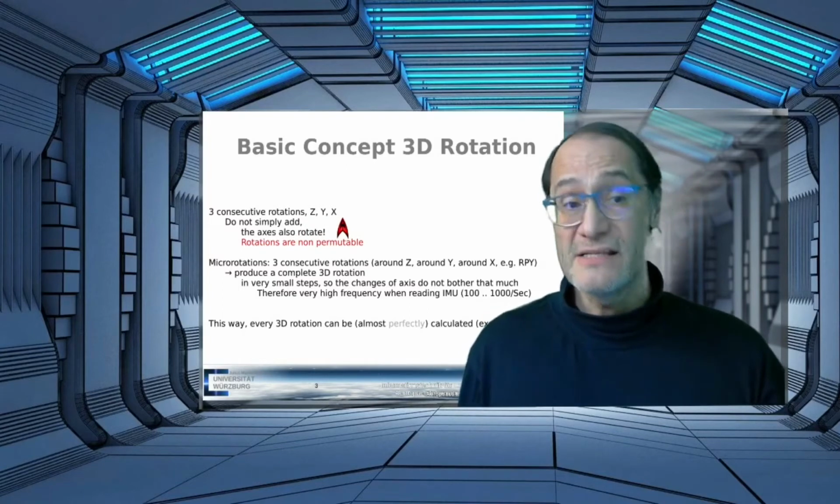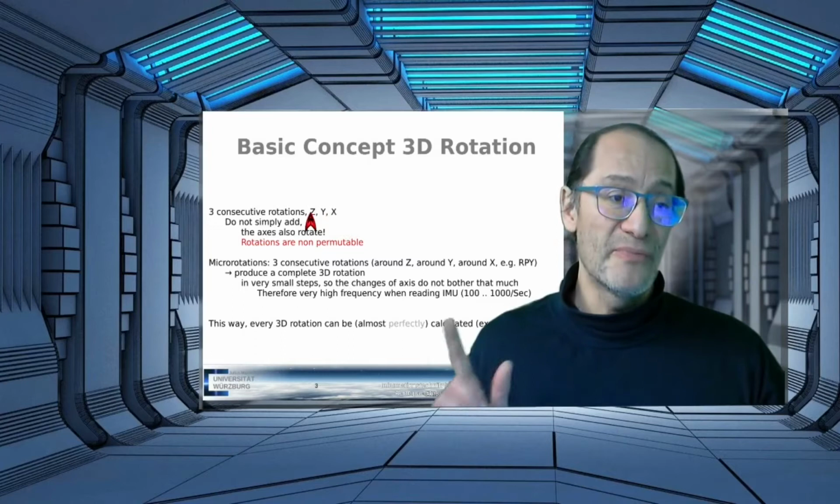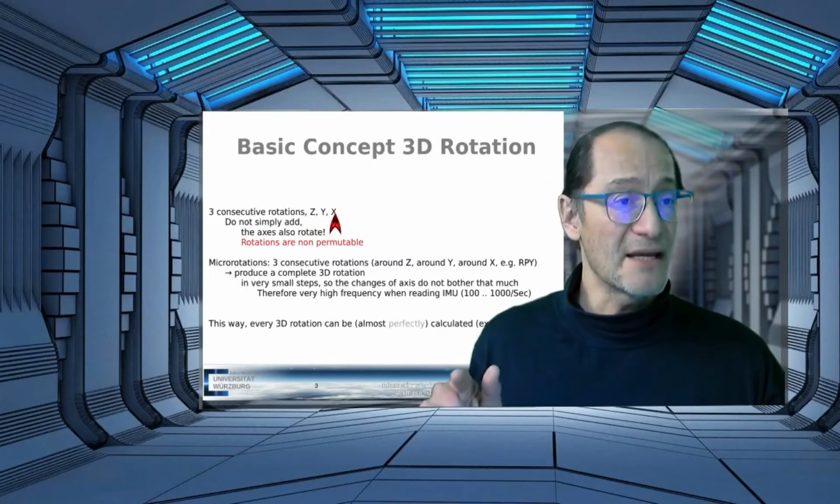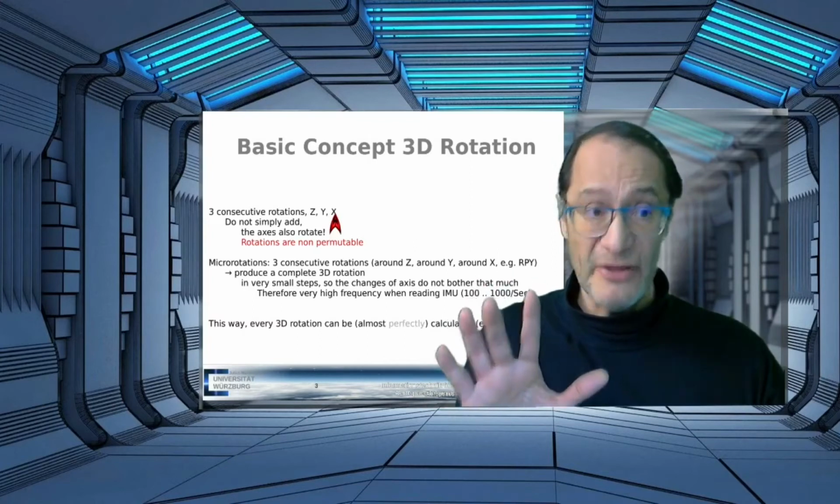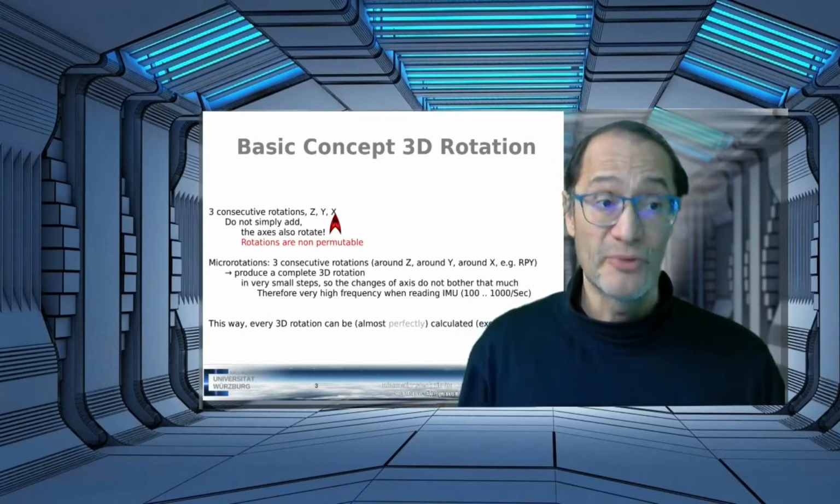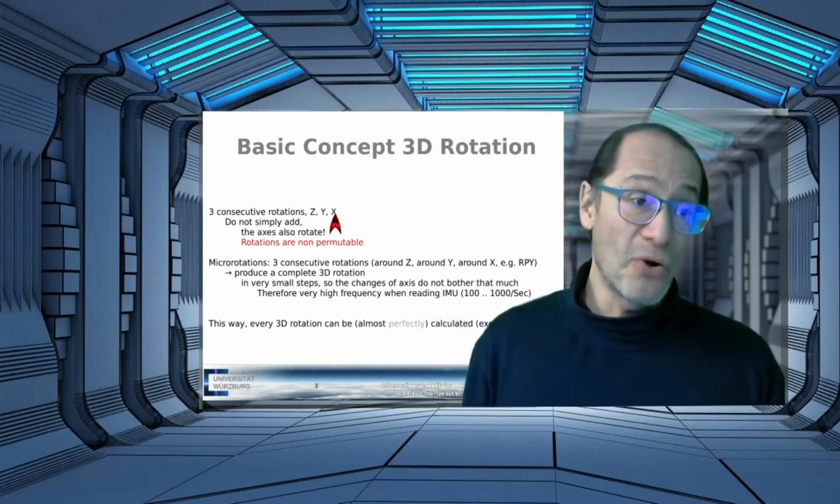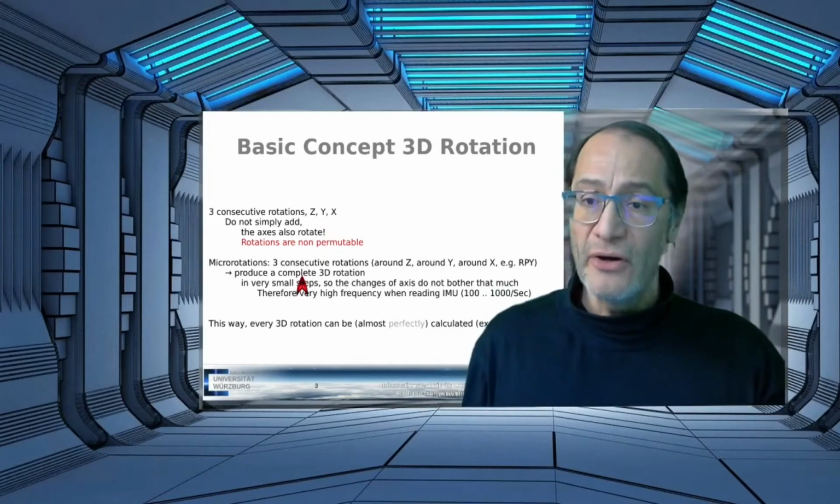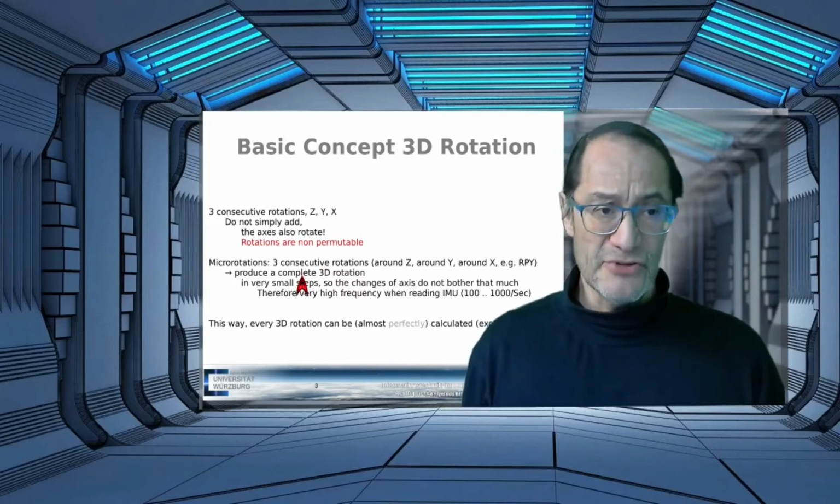But there is a standard, and this standard says we begin with the accumulation of the rotation in z, then y, and then x. But do not forget, it's not perfect. We are accumulating errors. We have to synchronize or calibrate our attitude with something else. Okay, then we have micro rotations.